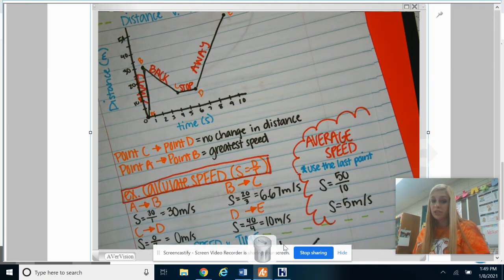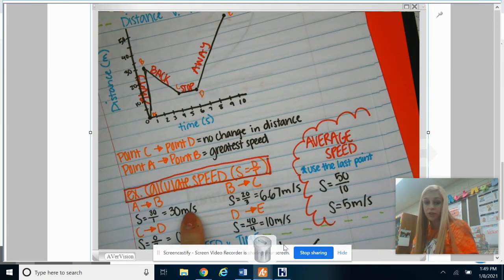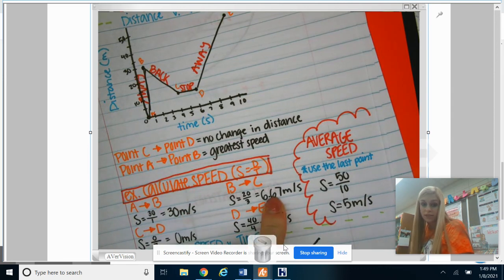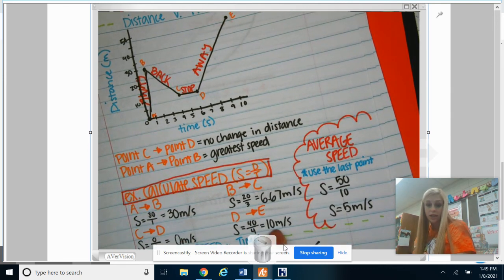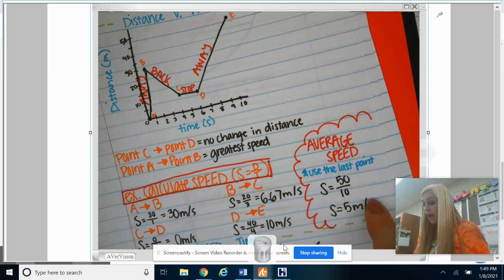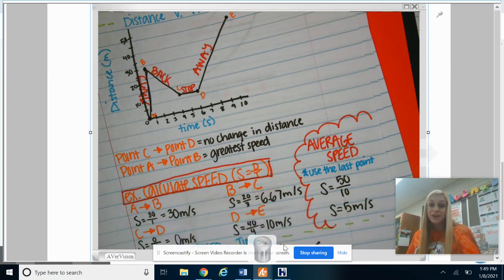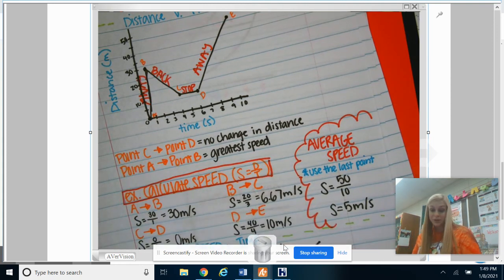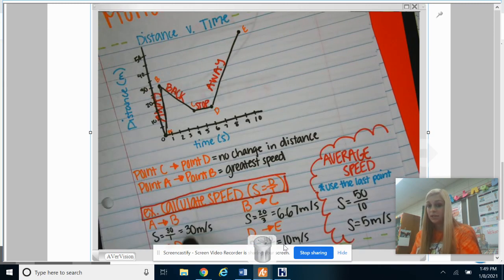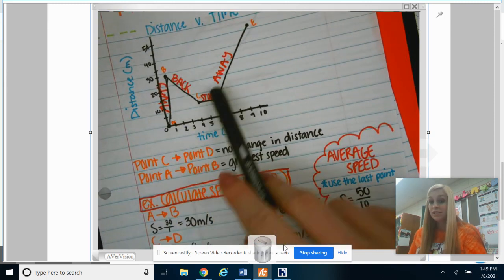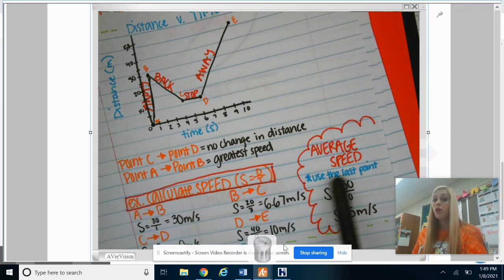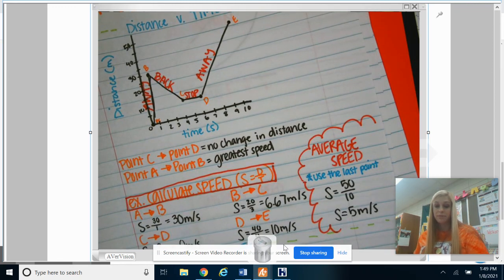So this is kind of interesting because at one point in time, we traveled at 30 meters per second, then at 6.67, then 0, then 10. But that makes our overall average 5 meters per second. It's kind of like you might make a 70 on an assignment, a 100 on an assignment, a 0 on an assignment, a 60 on an assignment, but your average is a 75. So these are the speeds that made up the different sections of the graph. This is the overall speed, the average speed.